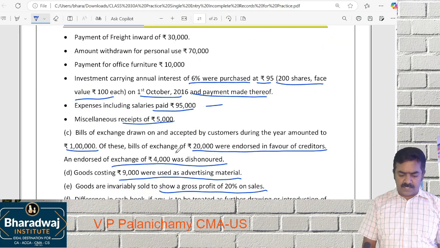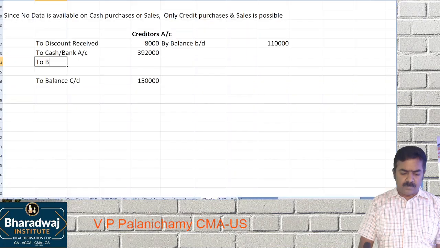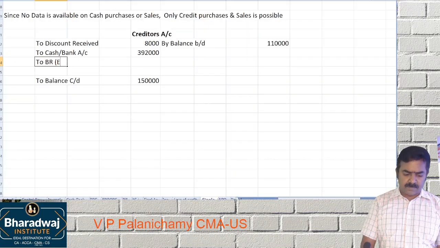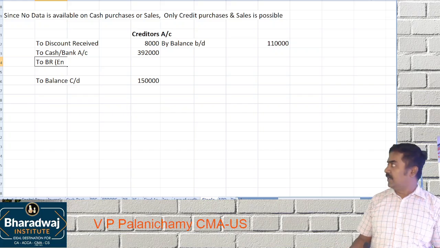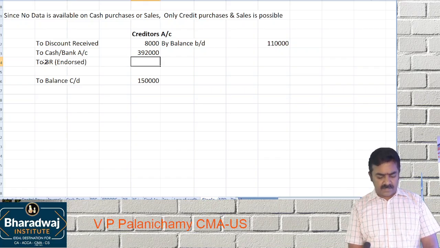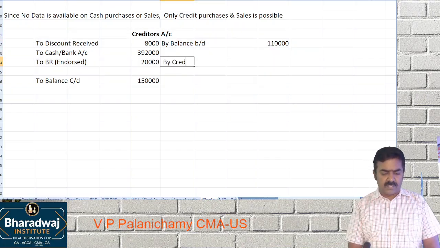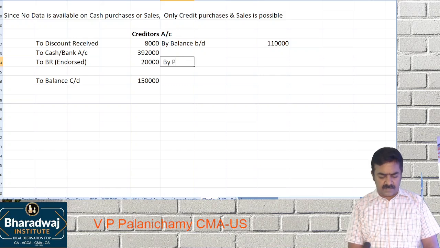Look at the data about bills of exchange. Bills of exchange accepted by the customer is 1 lakh. Look at this. Out of these bills, how much is endorsed to creditors? 20,000 is endorsed to creditors. Bills receivable endorsed is given. How much bills receivable endorsed? 20,000. Any other data with respect to creditors? No. By credit purchases, or you can say purchases, the balancing figure.